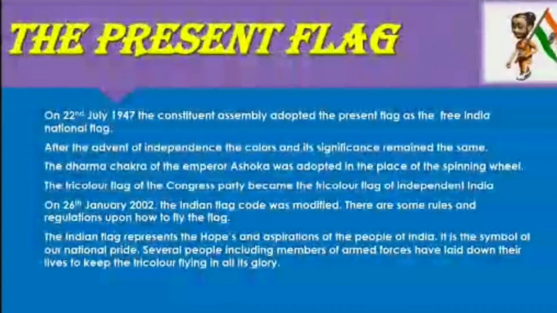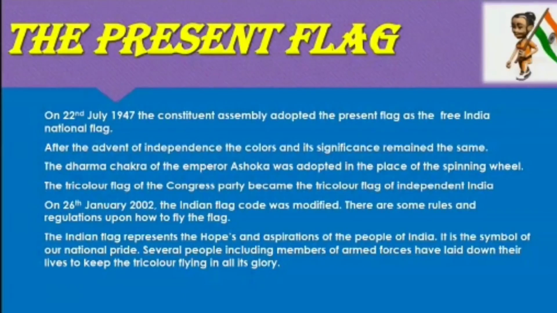The present flag. On 22nd July 1947, the Constituent Assembly adopted the present flag as the Free Indian flag. After the advent of independence, the colors and their significance remained the same. The Dharma Chakra of Emperor Ashoka was adopted in place of the spinning wheel. The tricolor flag of the Congress Party became the tricolor flag of independent India. On 26 January 2002, the Indian flag code was modified. There are some rules and regulations on how to fly the flag.